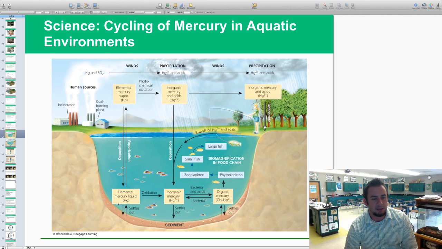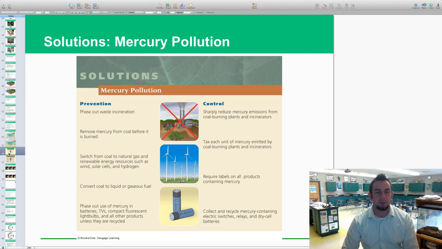But that is a problem too, because if there was ever an upwelling in a lake or an ocean or whatever, that can bring all that stuff back up into the food chain and cause some more problems. All right, so prevention. How do we do this?